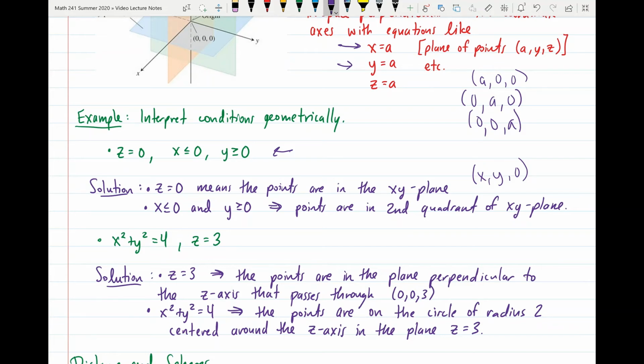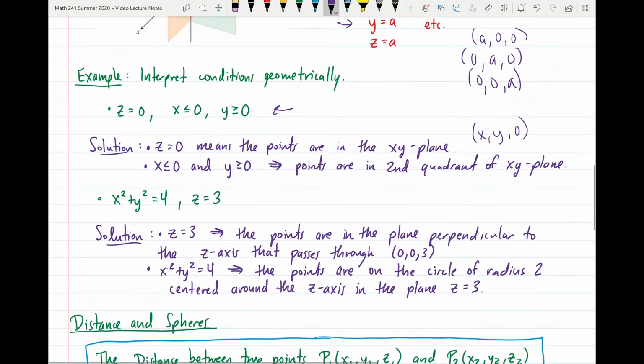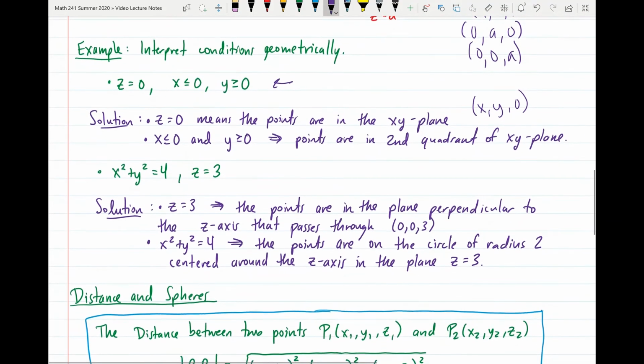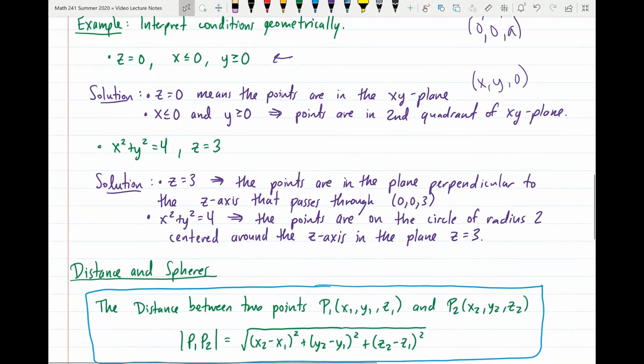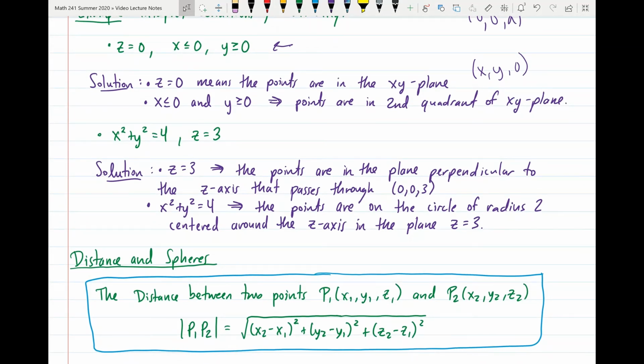Now what if we have the conditions x squared plus y squared is equal to 4 and z is equal to 3? What's the set of points that satisfies these conditions? Well, z equals 3, similar to what we did before with z equals 0, implies that the points are in the plane that's perpendicular to the z-axis that passes through the point 0, 0, 3. I think maybe a better way to think about that is taking the xy plane and raising it up to the point z equals 3.